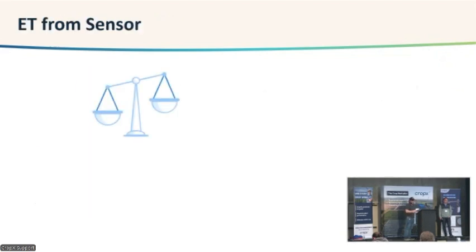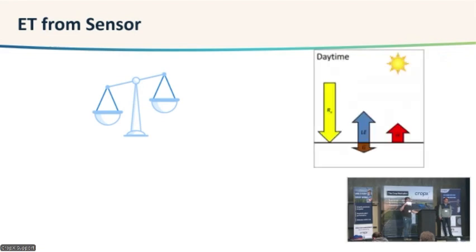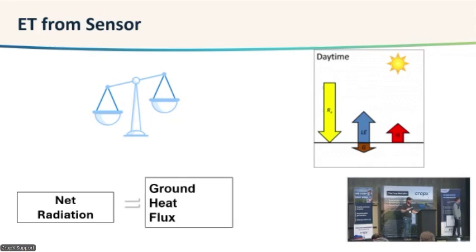So, as I said before, it's a balance, right? We're trying to figure out, whatever comes in necessarily has to come out. So we have a certain amount of net radiation, right? Solar energy comes in, hits our field, and then has to be expressed out in some way or another. So some of it will go into the ground, right? That's the G component in that graph.